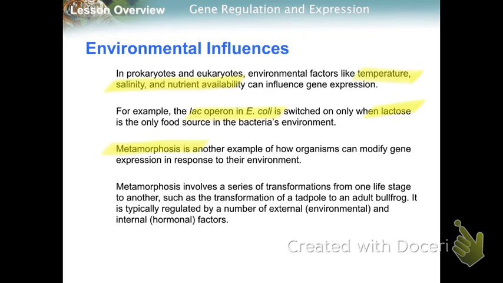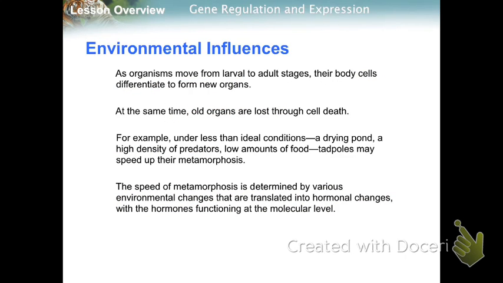Metamorphosis is another example of how organisms can modify gene expression. Transformations from one life stage to another, like a transformation from a tadpole to a bullfrog, are regulated by external and internal factors. As organisms move from larva to adult, their body cells differentiate to form new organs. And then old organs are lost through apoptosis, or cell death.